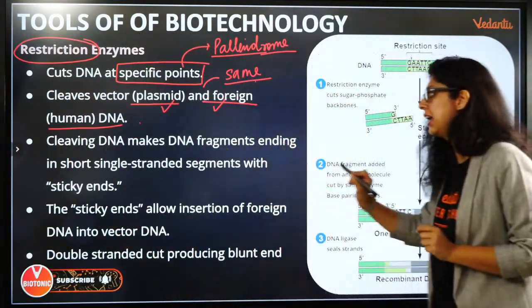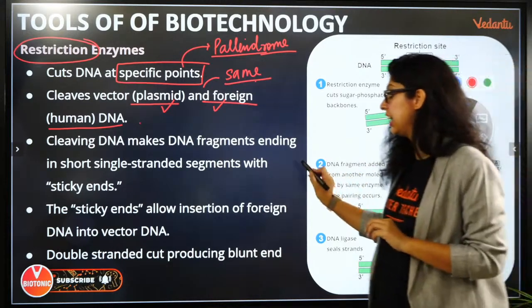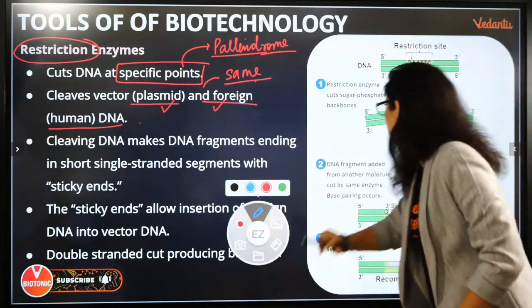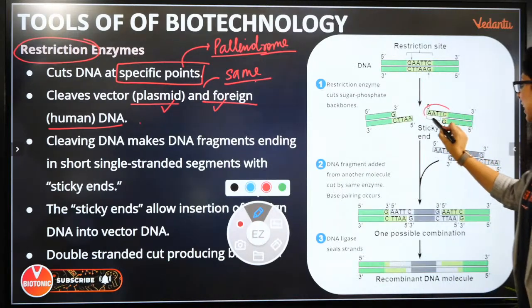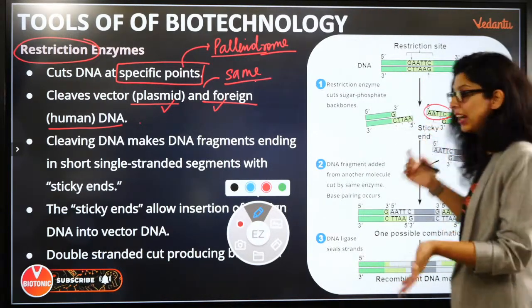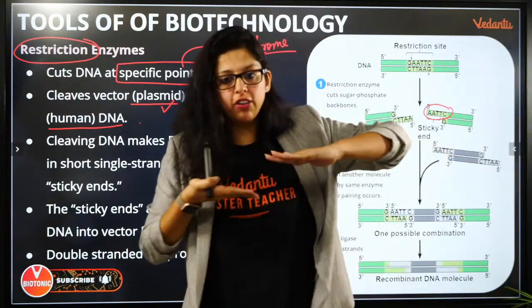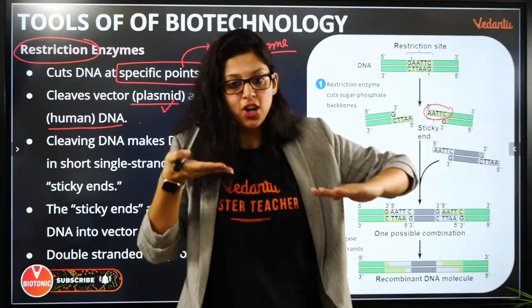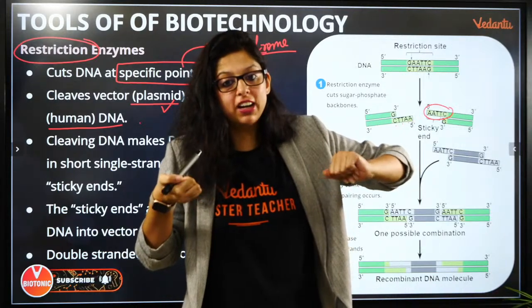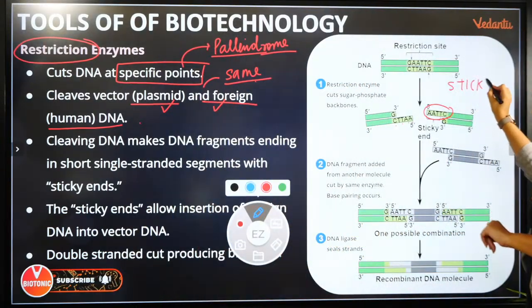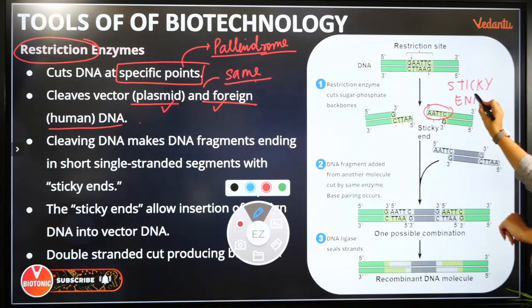Cleaving DNA makes DNA fragments ending in short. And see, when you cut this, now look at this. When you cut this, देखिए ऊपर AATTC, नीचे AATTC. So these overlapping ends, ये जो overlapping ends है, आपने ऐसे कट किया, ये जो overlapping ends हैं, जो एक दूसरे से attach हो सकते हैं, इनको हम क्या कहेंगे? We call them the sticky ends.